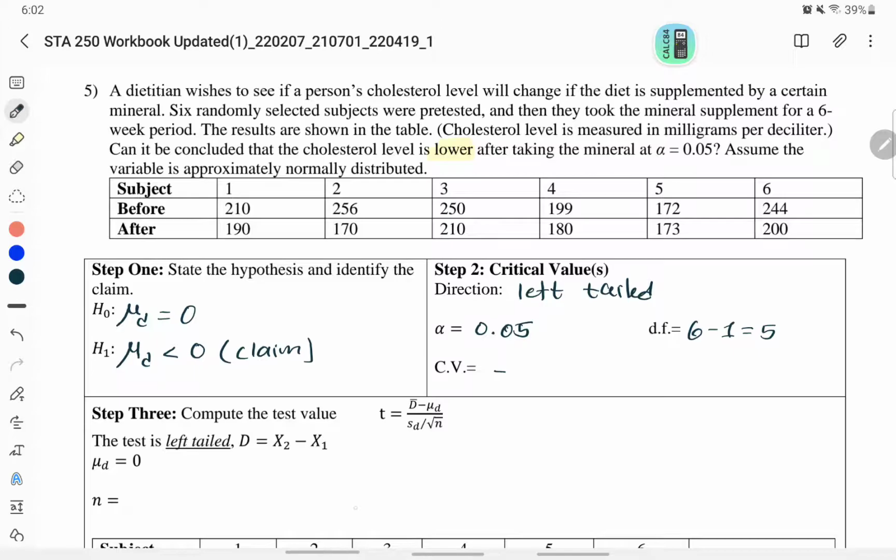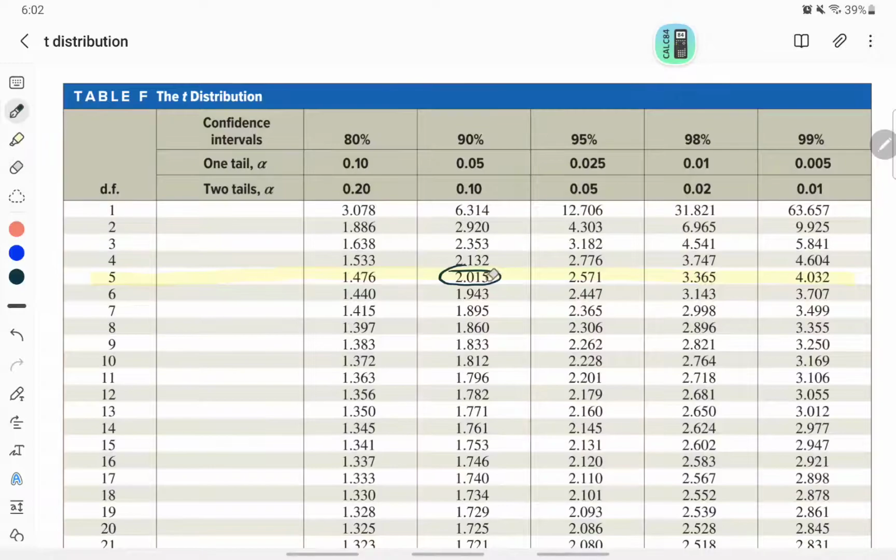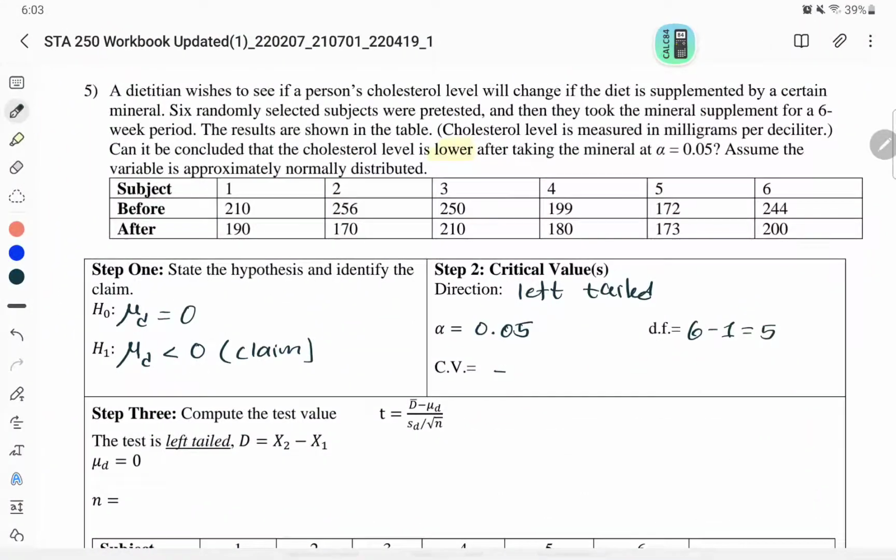So we're going to go to the t distribution. This is a one tail test. Alpha is 0.05. The degrees of freedom is 5. And if you notice, the number is going to be 2.015. Kind of like the last one, except this is one-tailed and it is to the left. Therefore, the critical value is negative 2.015.